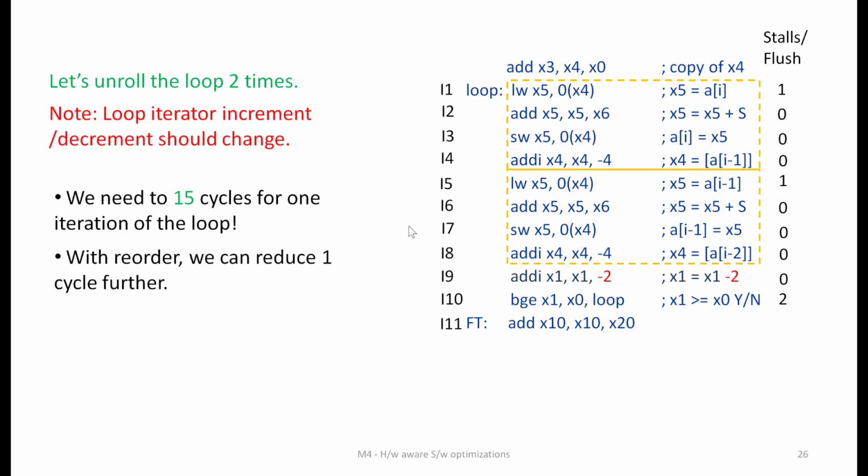But we already know that there's a possibility of reordering. So if I move, let's say I9 somewhere between I5 or I6 or I1 or I2, I can reduce one stall. So the iteration would take 14 cycles, and per iteration we are actually handling 2 elements of the array. So effectively we need 7 cycles per element. Earlier it was nearly 10 cycles. So we have saved 3 cycles per element of an array, and we had 1000 such elements. So effectively we have saved 3000 cycles, which is a huge improvement.